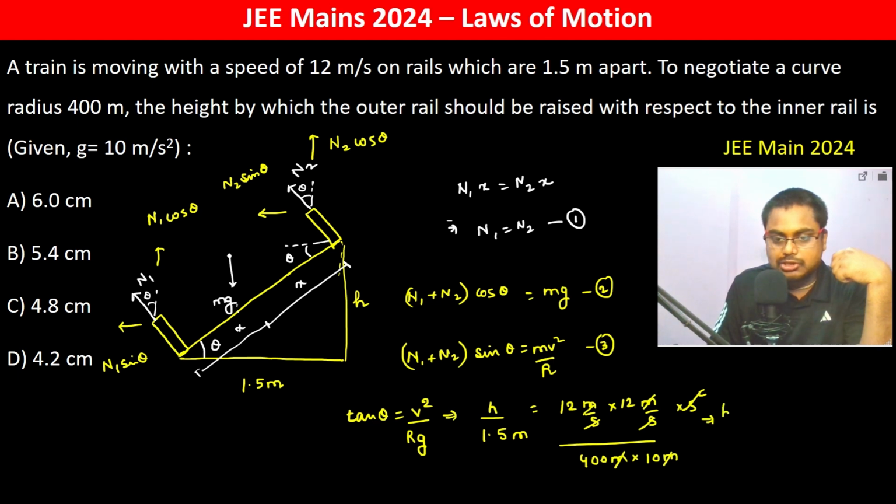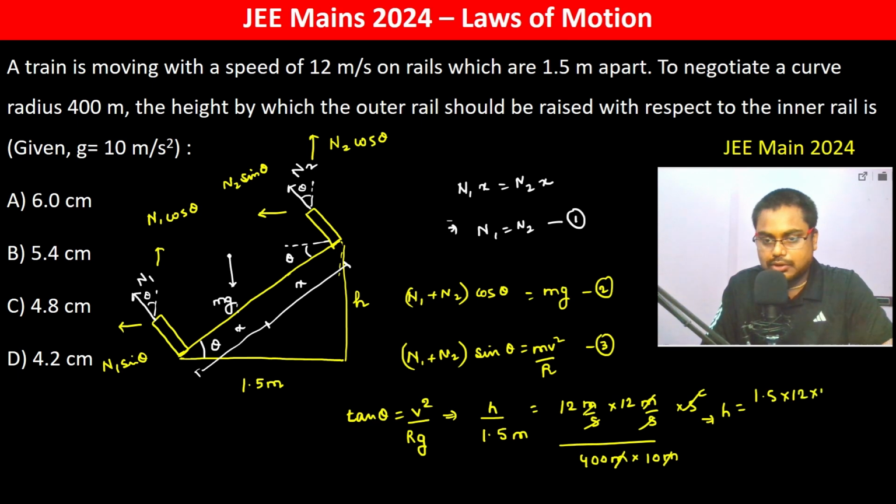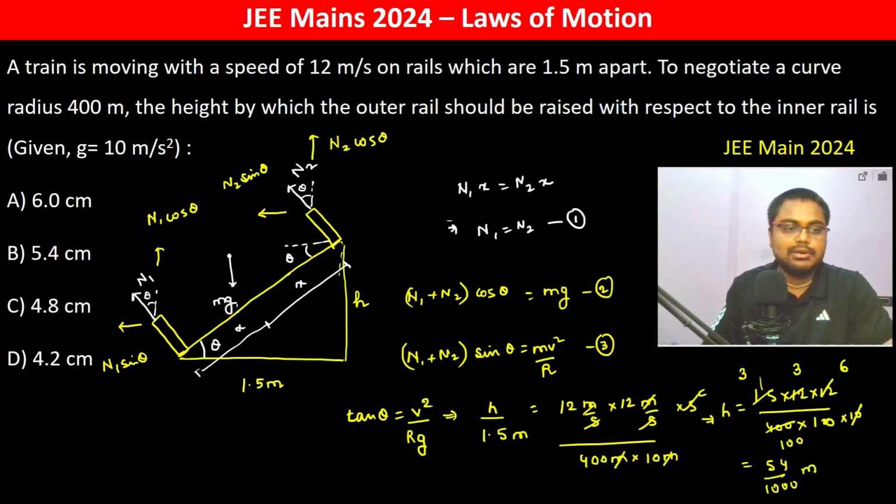So therefore h is going to be equal to 1.5 into 12 into 12 divided by 400 into 10. Break this, this is again 10, so 4, so this is 100, and this is 3. Okay, 5, 3, and 6, so 110 is gone, so it's 18 into 54, so 54 by 1000 meters, so this becomes 5.4 centimeter. So therefore B is going to be the answer.